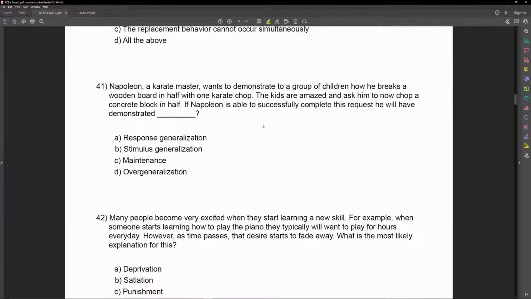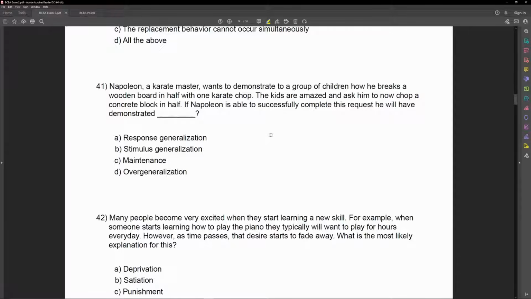Well, we predicted the answer to be generalization. However, that's not one of our choices. Now, response generalization and stimulus generalization are choices, so we're likely going to be picking between A and B. Why is it not maintenance? Well, maintenance is being able to do a skill that's already known when teaching stops. We're not quite sure if Napoleon can do this skill yet.